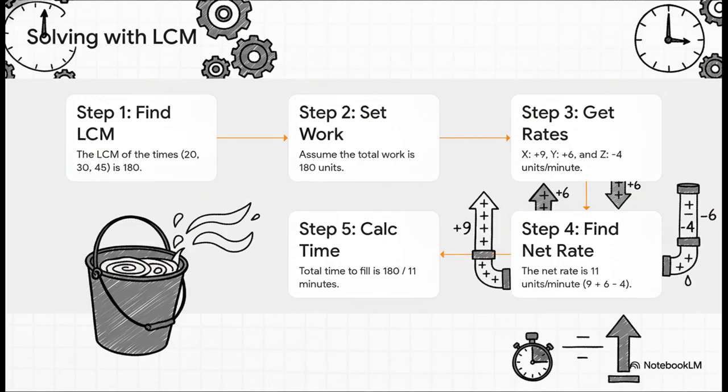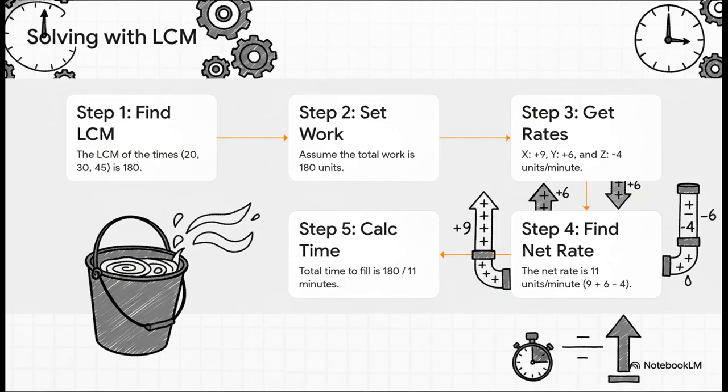The LCM of 20, 30, and 45, that's 180. So let's say our tank holds 180 units of water. Now, pipe X fills at a rate of 180 divided by 20, which is positive 9 units per minute. Pipe Y fills at 180 divided by 30, so that's plus 6 units. And pipe Z, it empties the tank in 45 minutes. So its rate is 180 divided by 45, which is negative 4 units per minute. We just make it negative.